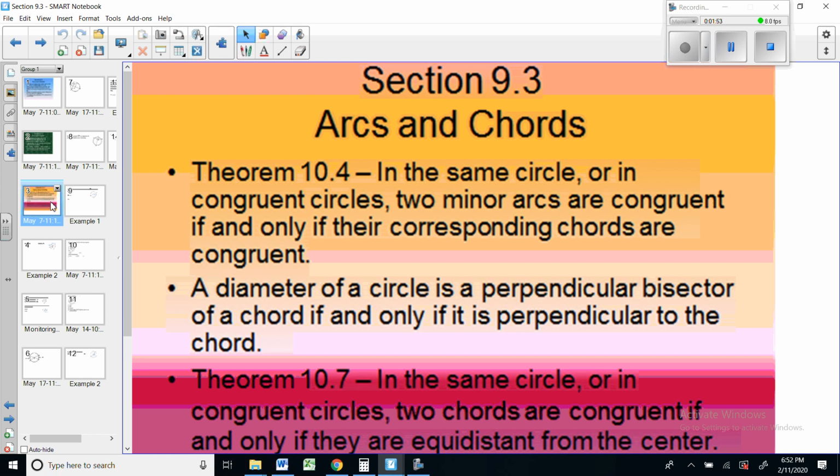There used to be a 10.5 and a 10.6, but we converted that into a biconditional statement. And it states that a diameter of a circle is a perpendicular bisector of a chord if and only if it's perpendicular to the chord. Okay, so diameters are perpendicular bisectors of a chord if they are perpendicular. And theorem 10.7 says in the same circle or in congruent circles, two chords are congruent if and only if they are equidistant from the center.